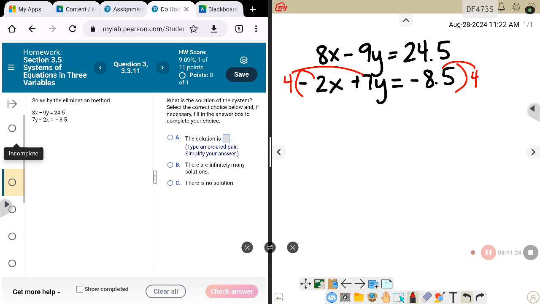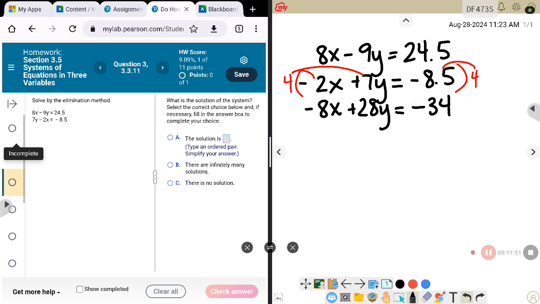So when I do that, 4 times negative 2 gives me negative 8x. 4 times positive 7 gives me positive 28y equals negative 8.5 times 4, which gives me negative 34. Whoops.